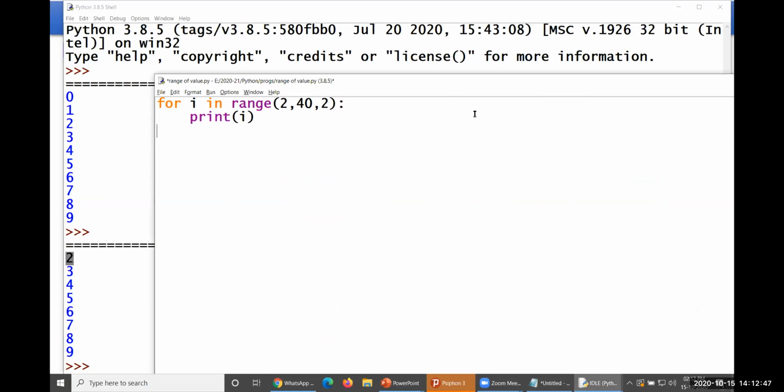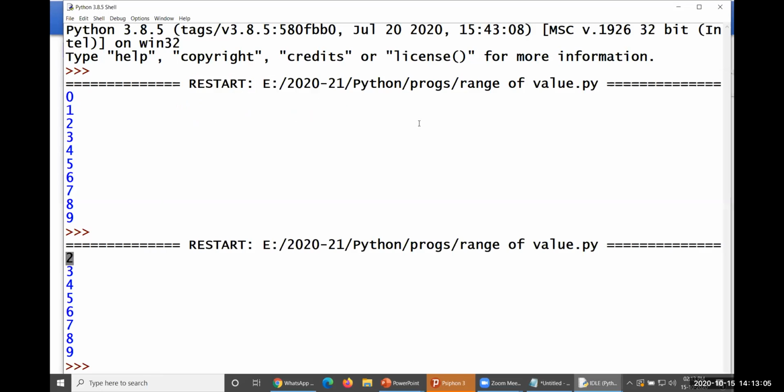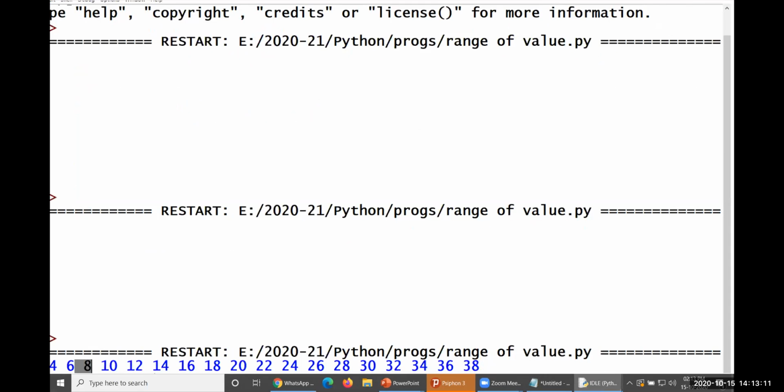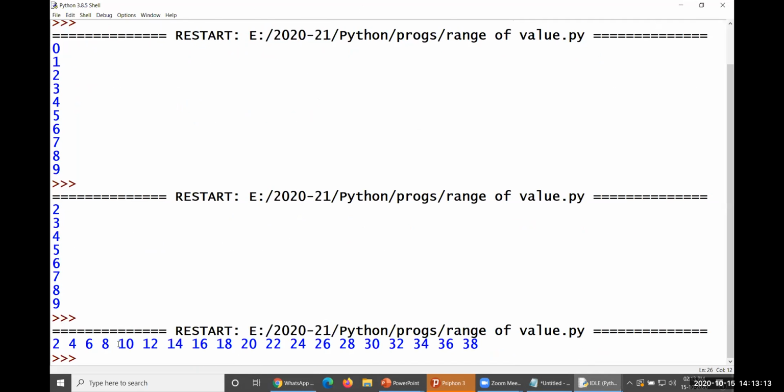Okay. So let me produce some values here: end equals a single space. Let me take something like this because it has been produced line by line, so I'd like to restrict it to producing the values on the same line. That is why it has been done. So look at this: 2, 4, 6, and so on and so forth. You could observe this particular point here.